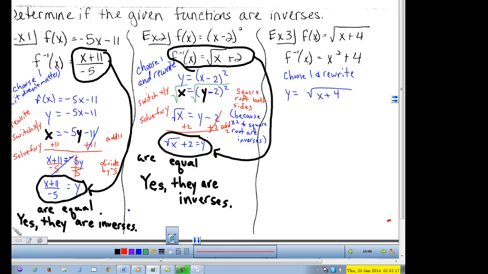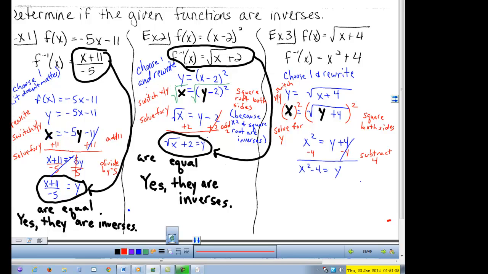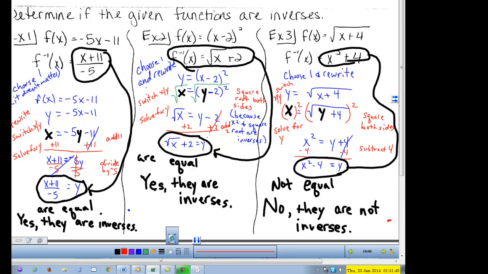Choose one of the equations and rewrite. Switch the x and y and solve for y. Square both sides. That leaves x squared equals y plus 4. Subtract 4 from both sides, leaves y equals x squared minus 4. Notice these are not equal, therefore they are not inverses.